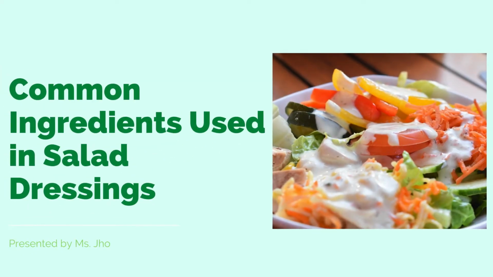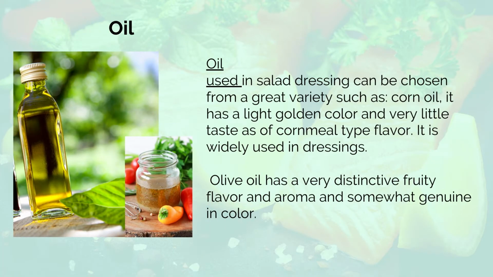So I'll be discussing first the common ingredients used in salad dressings. The first ingredient is oil. The oil used in salad dressing can be chosen from a great variety such as corn oil. It has a light golden color and very little taste, sort of a cornmeal type flavor. It is widely used in dressings. Olive oil has a very distinctive fruity flavor and aroma and is somewhat greenish in color.